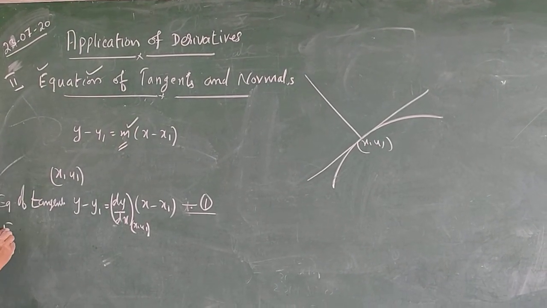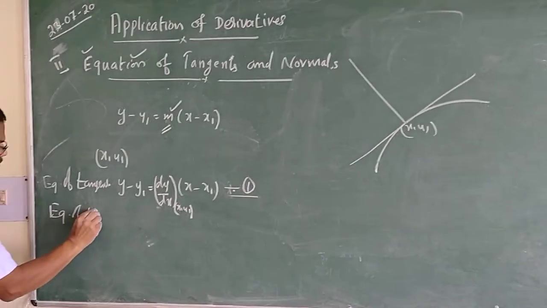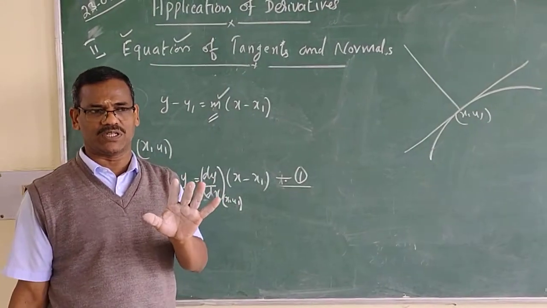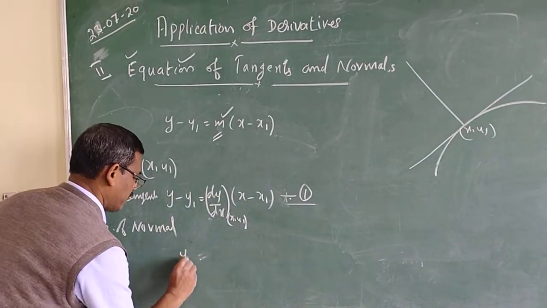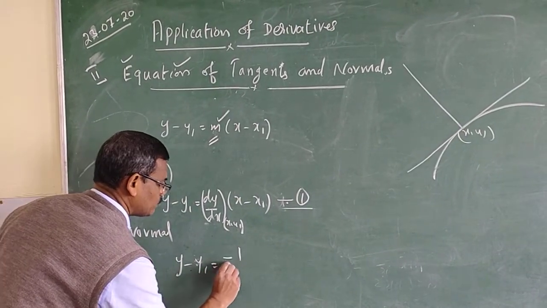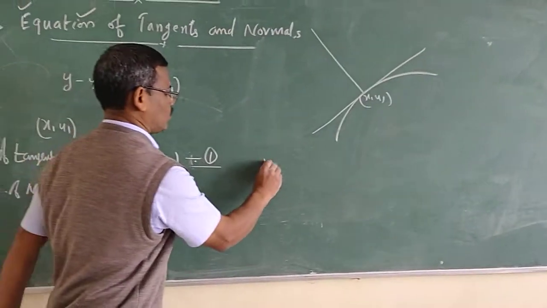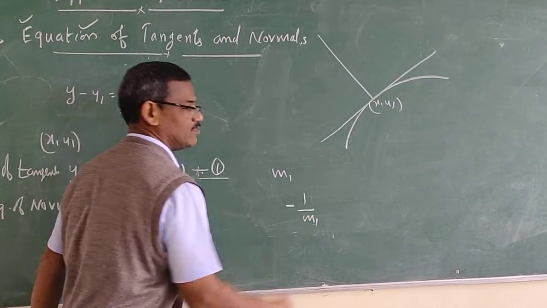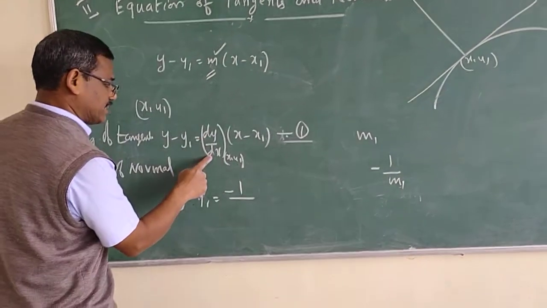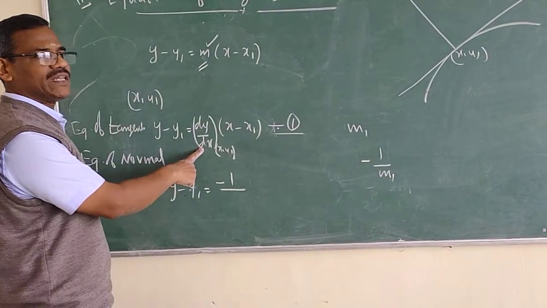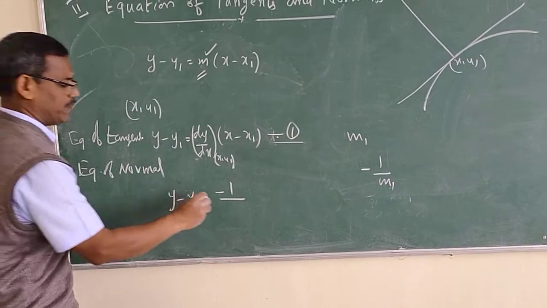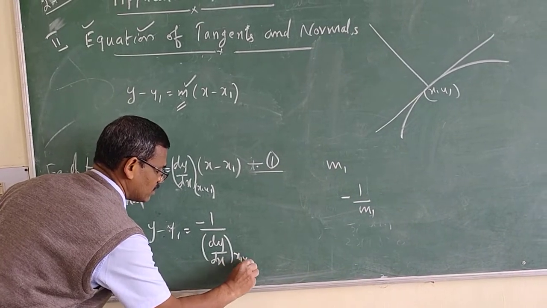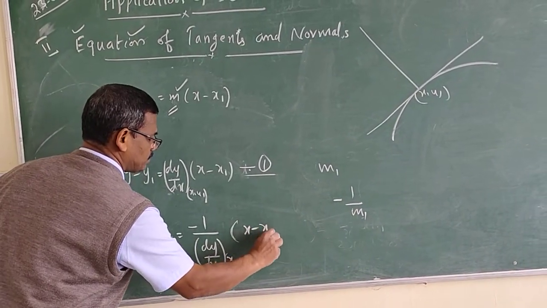Okay. Now, the equation of the normal. How does it come? I told you that the normal is a line perpendicular to the tangent. So y minus y1 is equal to minus 1 by... I have told you that if m1 is the slope, the perpendicular line's slope will be minus 1 by m1. So dy by dx is the slope of the tangent, and we have explained that the normal is a line perpendicular to the tangent. So minus 1 by dy by dx at x1 y1 into x minus x1.